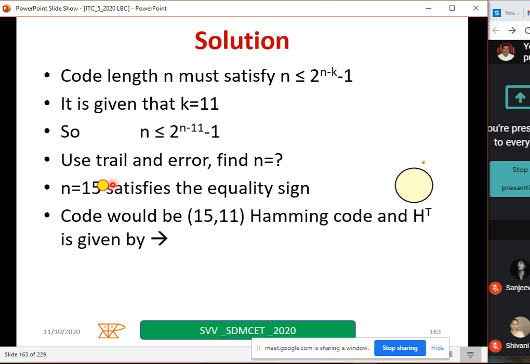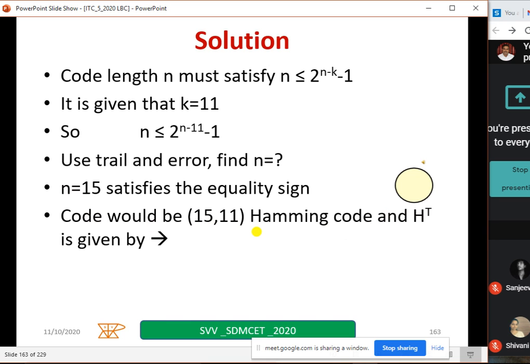I want you people to find this n equal to 15. You fill in here by the trial and error method: 5, 6, 7, 8, 9, 10, like that. Somewhere you will get a true. This will satisfy. So for n equal to 15 it will satisfy. Hence the code would be a 15, 11 Hamming code, and therefore H transpose is given by, we have to write H transpose is given by.